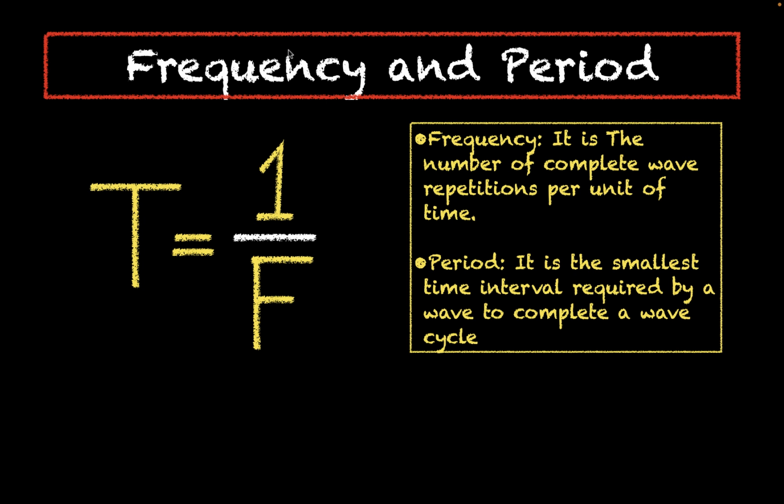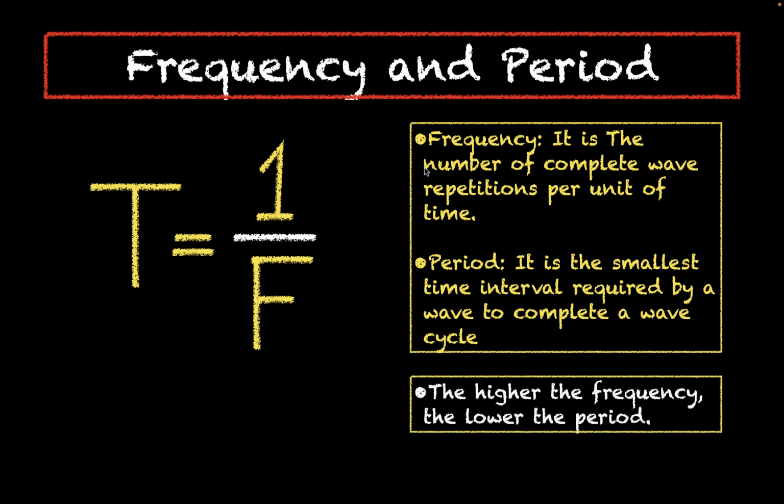So in other words, what we see from this relationship here is that the higher the frequency of the wave, the shorter amount of time it takes for a wave to complete a wave cycle. So in other words, the higher the frequency, the lower the period, which is what we see from this particular relationship. And that's an important relationship to remember.